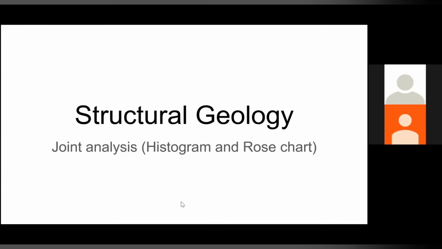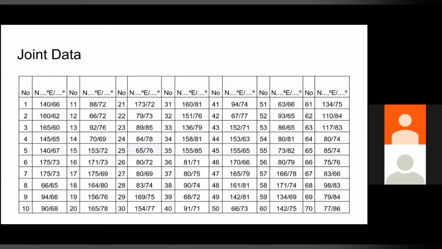So in this video, we will explain joint analysis using a histogram and Rose chart. First, in this joint analysis, we use 70 joint data in the form of strike dip data. As we can see in this video, there are 70 strike dip data for joint analysis.